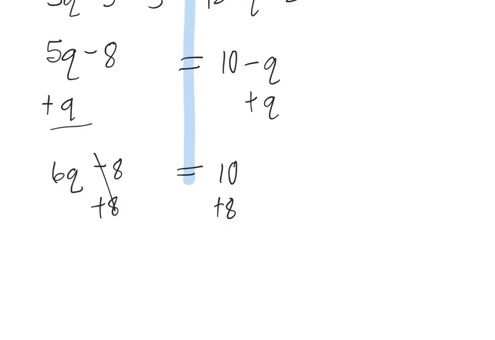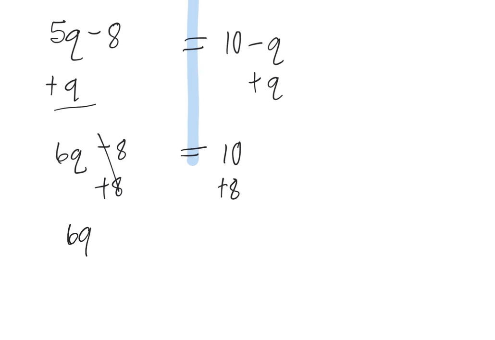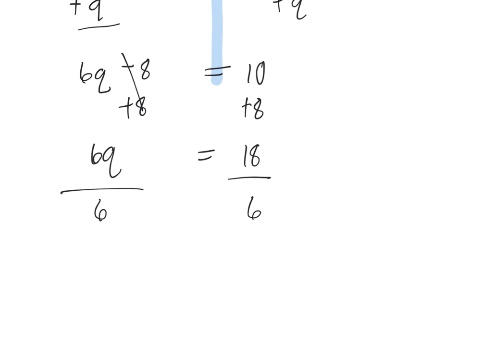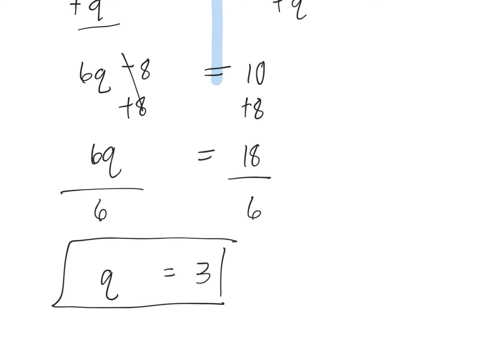Negative 8 plus 8 is 0, so I just get 6q equals 18. So now 6q equals 18. 6 times q is what that says. So to undo that multiplication, we're going to divide. And what you do to one side, you must do to the other. 6q divided by 6 is just q, equals 18 divided by 6 is 3. This was problem number 3 from the test review.